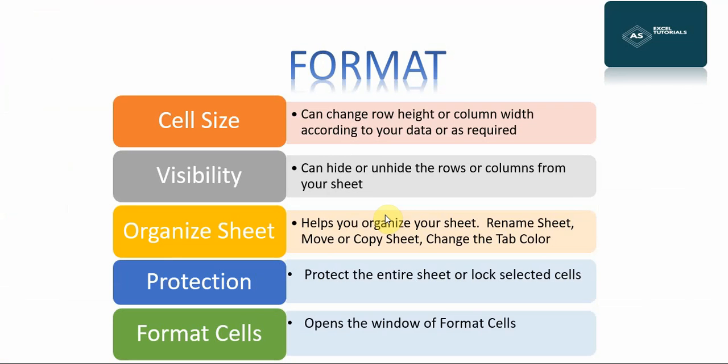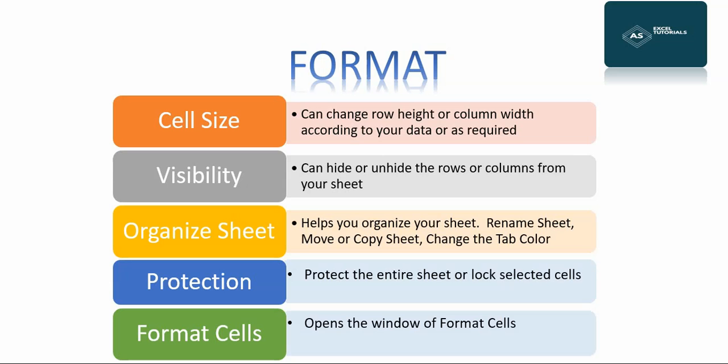Now what is format? Format lets you make changes in your cells. Now what are the changes that you can make? You can change the cell size. There's a function of cell size. What it can do, it can change the row height or the column width according to your data or as required. Next comes the visibility. It can hide or unhide the rows or columns from your sheet.